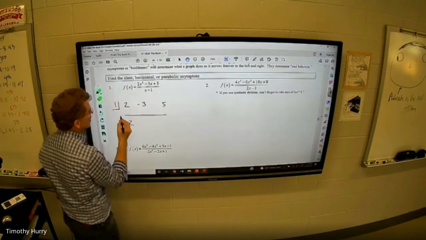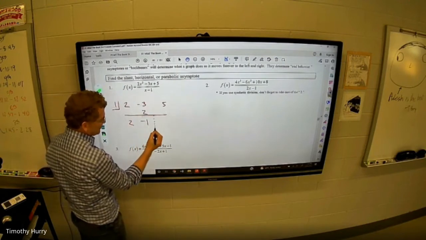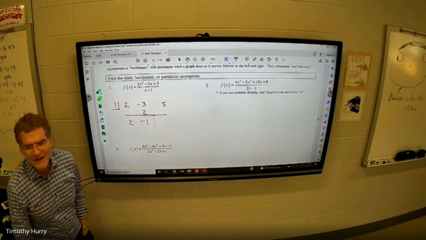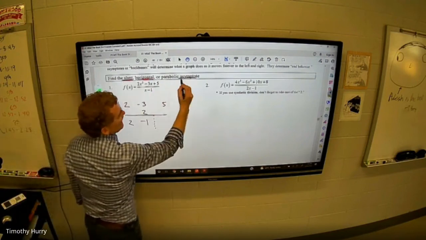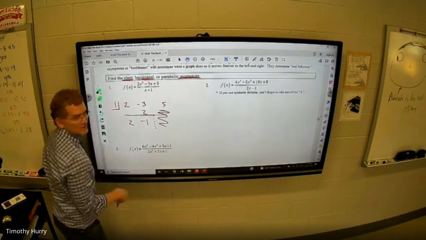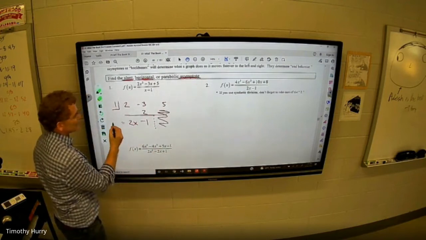Now watch how easy this is. Drop the 2. 1 times 2 is 2. Combine it, negative 1. Do I really need to go any further? Because I don't even care about the remainder. If I want the slant or horizontal asymptote, I don't even care. So all I do is put the x in there and set it equal to y.